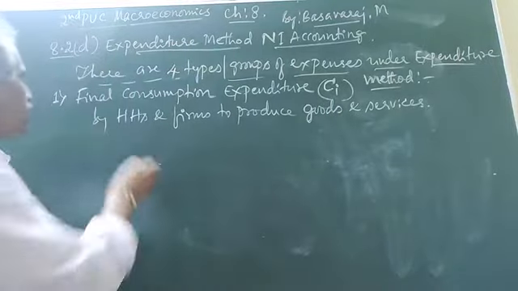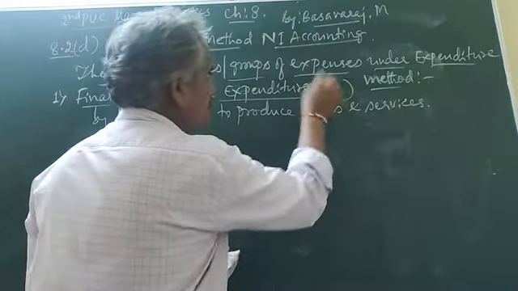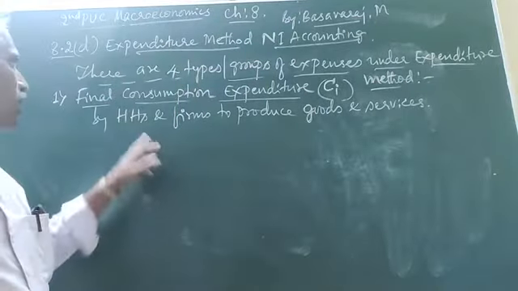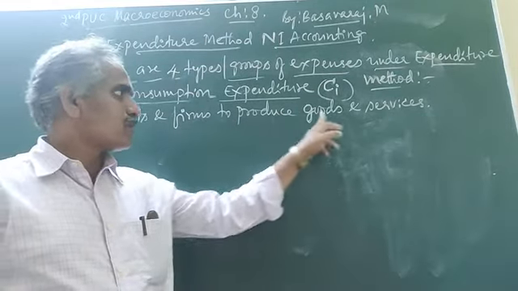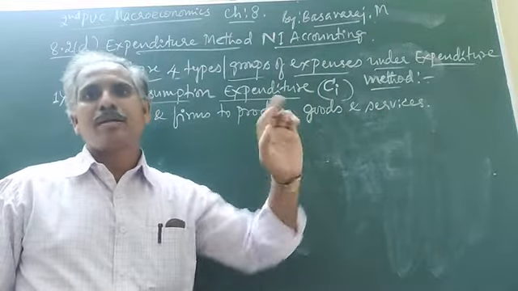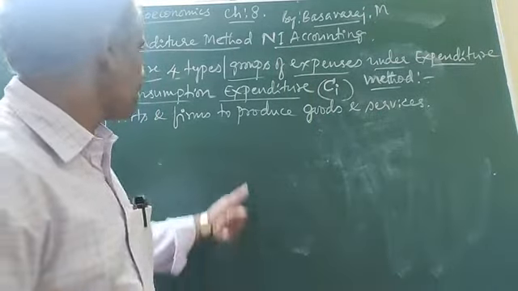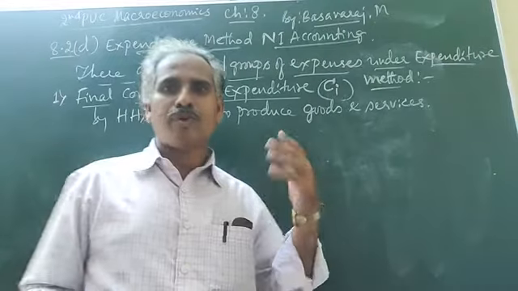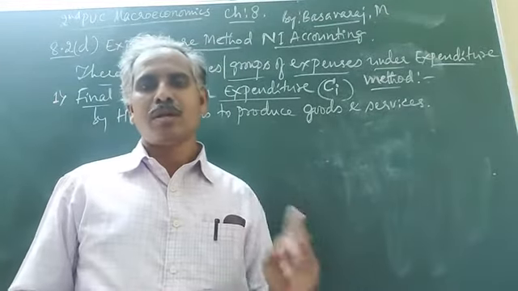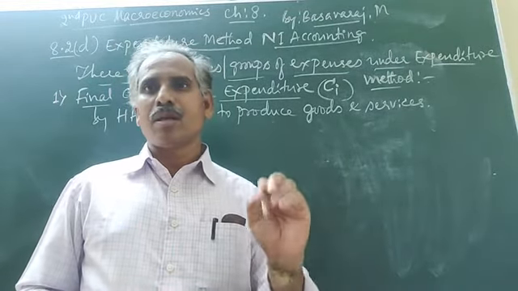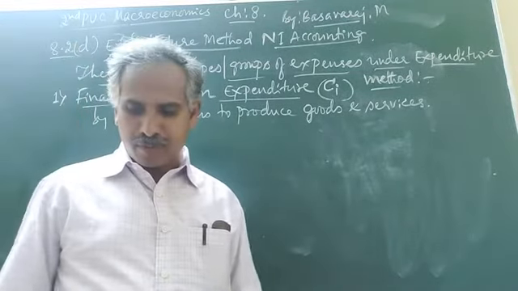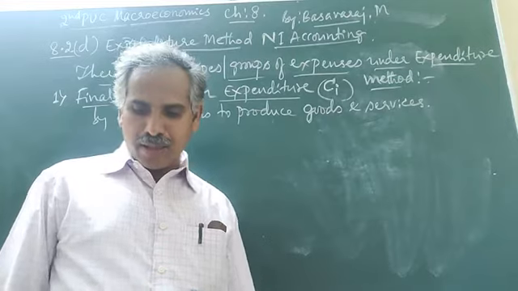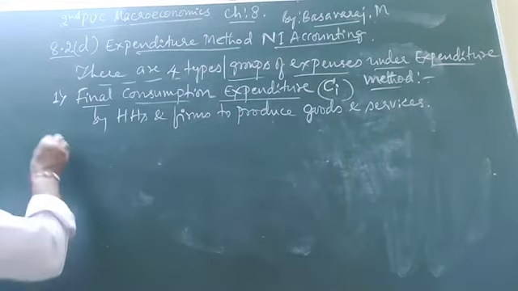The final consumption expenditure, that is CI, by households and firms to produce goods and services in a country or economy. This is the first group of expenditure, that is final consumption expenditure. Second, the final investment expenditure.